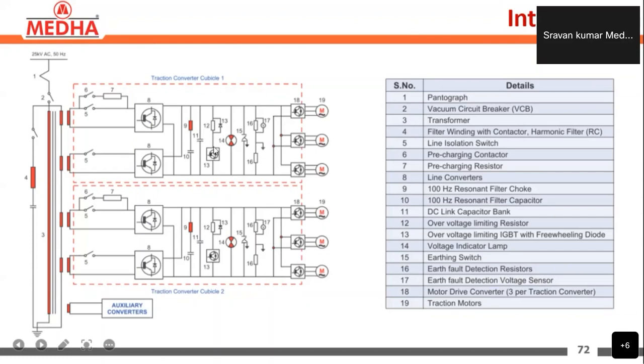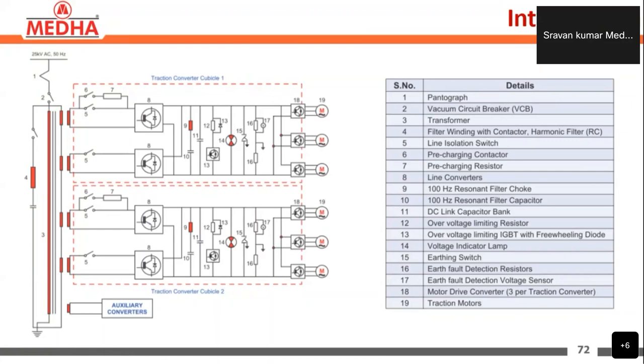In normal conditions, the IGBT here, the brake chopper IGBT, is in the open condition. In case of overvoltage, that is at 3000 volts, the brake chopper IGBT will be in the closed condition. The gate pulse will be given by the control card, and the IGBT will be closed. After that, the excess voltage present in the DC link will be discharged through the resistor here, the brake chopper resistor.